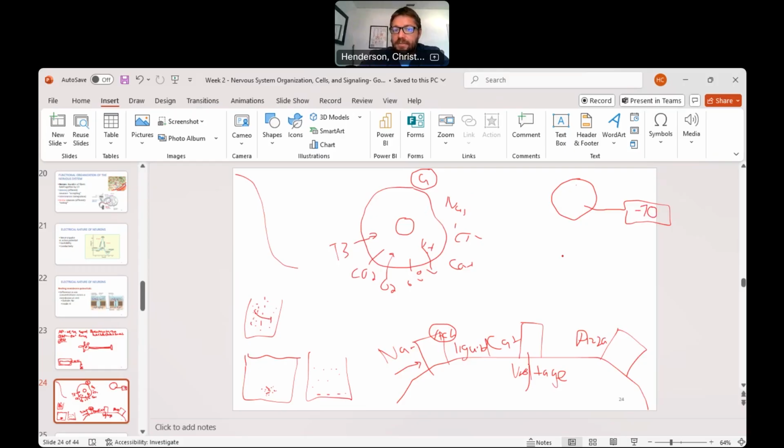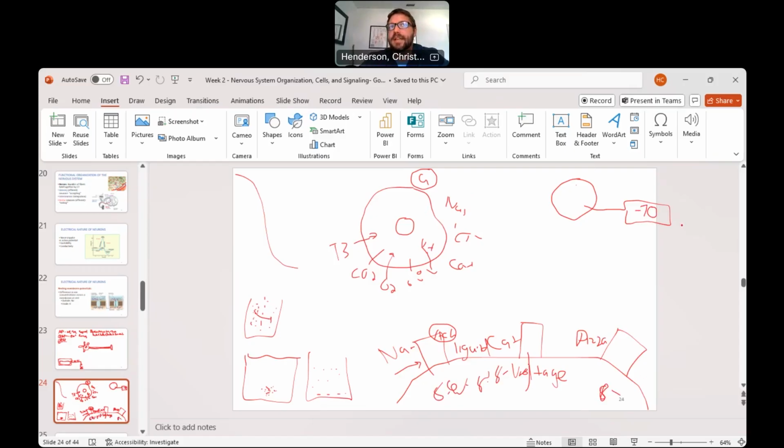Why is it so negative? There are giant proteins that live inside the cell, and those are negative. They are so big that they cannot get through the membrane, and we don't have channels to get them in and out. So they just stay in there and they keep it at negative 70.